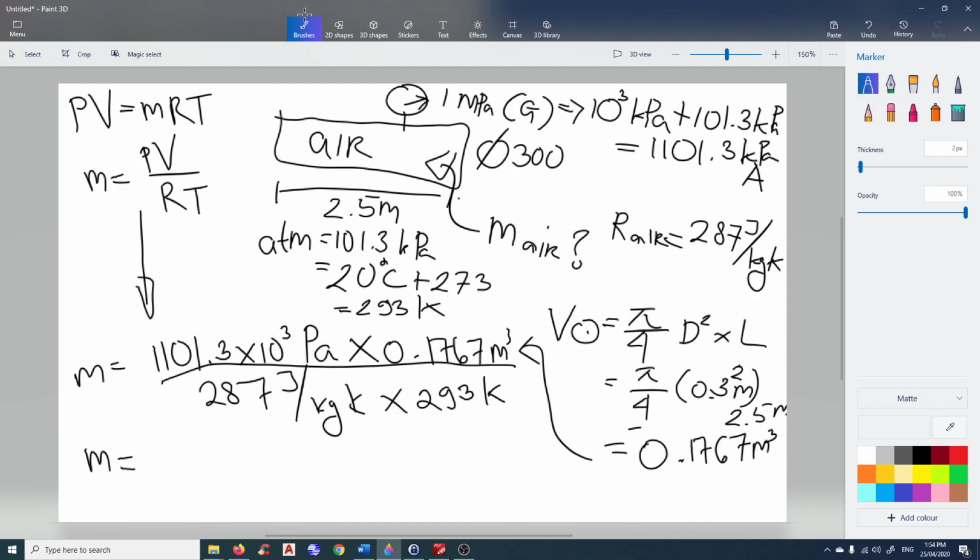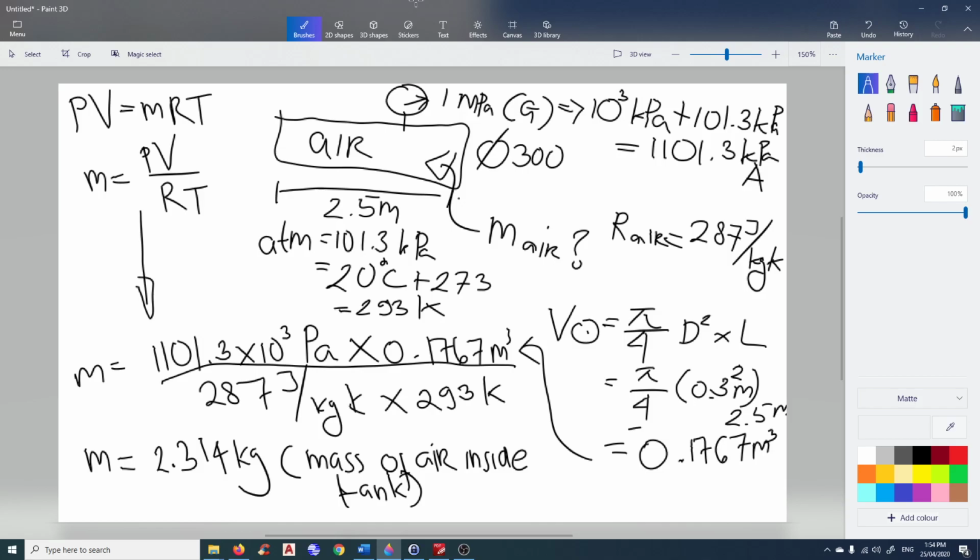So mass equal to 2.314 kilogram. Mass of air inside tank.